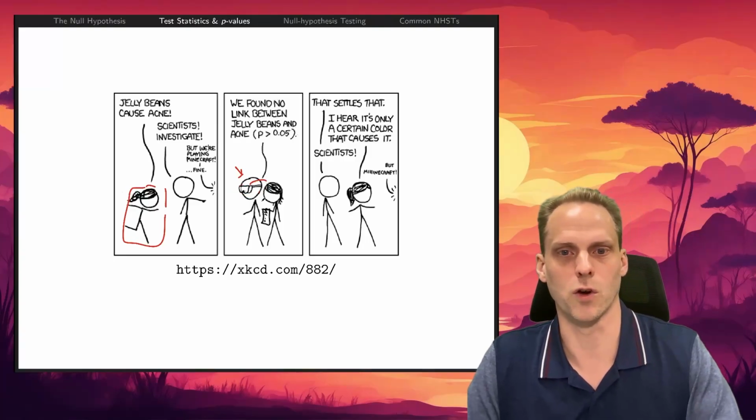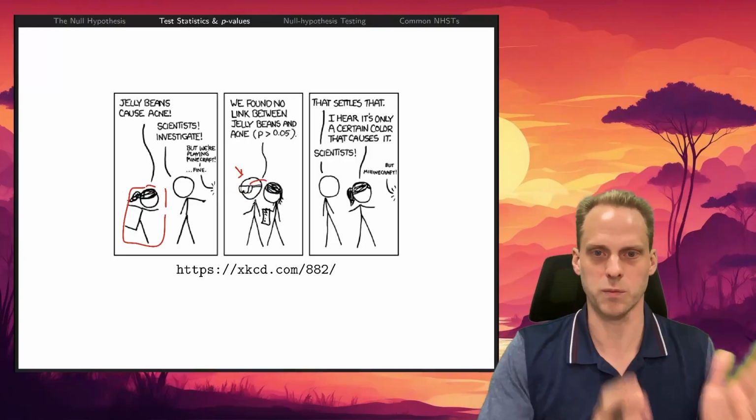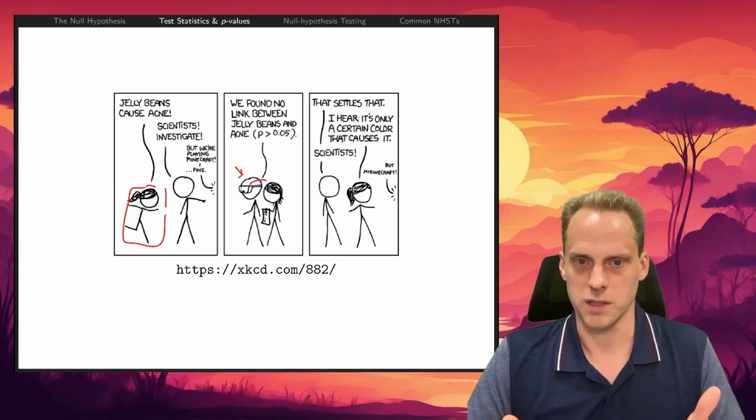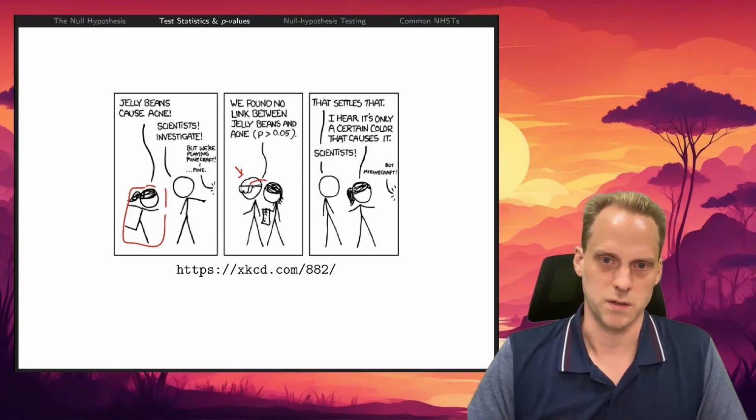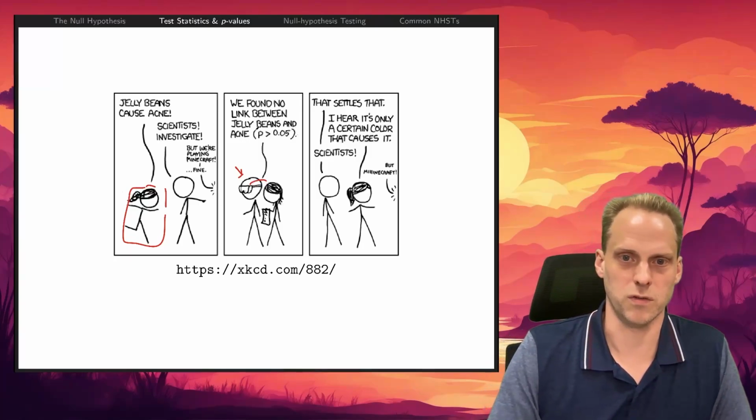And they say, we found no link between jelly beans and acne. So they got a sample of people. Did they eat jelly beans? Did they have acne? Is there a correlation between them? There was a p-value of higher than 0.05.